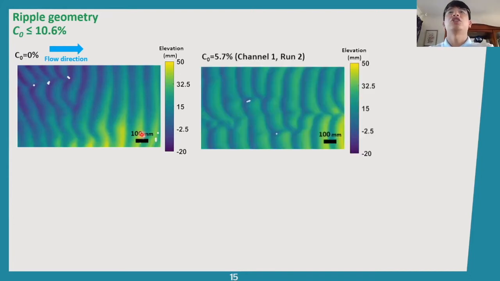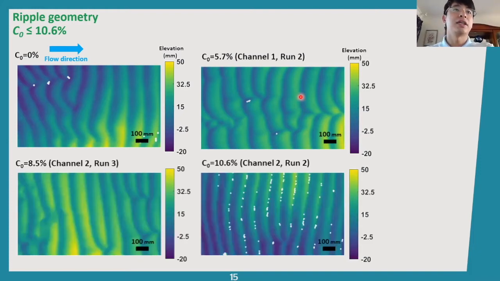And at the initial clay content of 5.7%, the final ripples were still two-dimensional. And for the two higher clay content beds, the ripples were still two-dimensional, with the planform geometry quite close to the clean sand ripples.